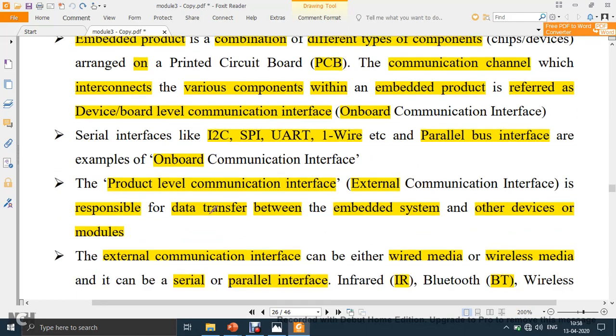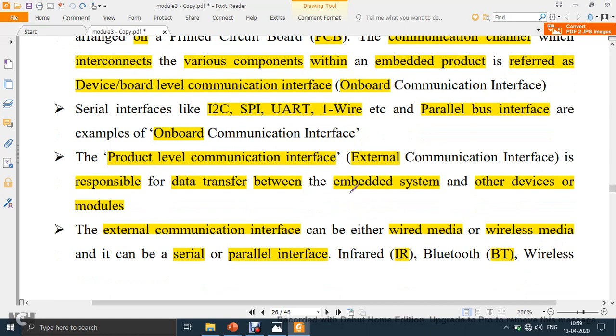The next type of interface is the external communication interface, also known as product level. It is responsible for data transfer between the embedded system and other devices or modules. As I told, for example, suppose you want to communicate from your PC to the Raspberry Pi, you can do that using the Wi-Fi interface. Wi-Fi is a product level or external communication interface because you are trying to communicate data from an embedded system with another device which is not available on the same PCB.